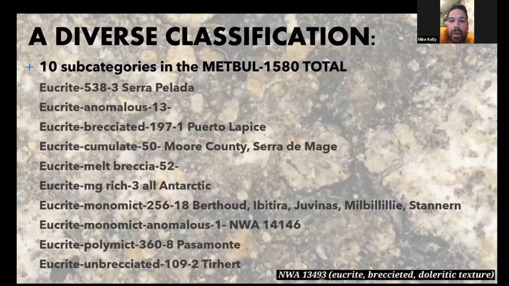Like you said, as far as the HEDs go, there are a lot of eucrites. In MetBull, as of Monday, there were 1,580 total eucrites. And unlike the diogenites, where you had like 2 official types, and the howardites are only like 2 or 3 types as far as what MetBull officially says is an authorized classification, there are 10 subcategories in the eucrites. So what I did was I listed them out here.